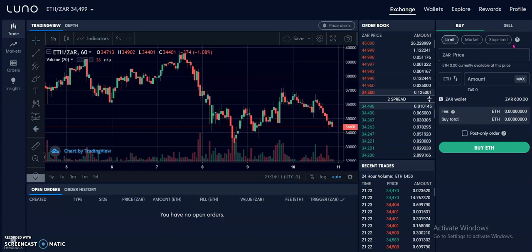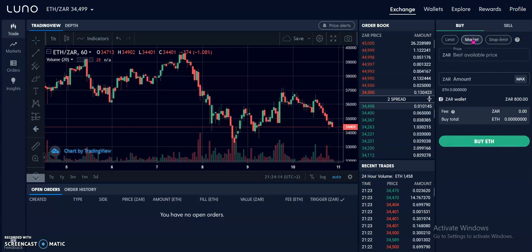Let's look at how the different orders work. If we click on market order, a market order is pretty similar to the instant buy we used previously, where the platform will automatically select the best possible price. Once you press the buy button, it will buy at the market price at that time. Let's go ahead and buy, and I will show you how it works.